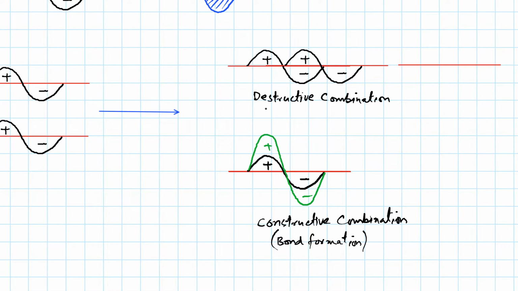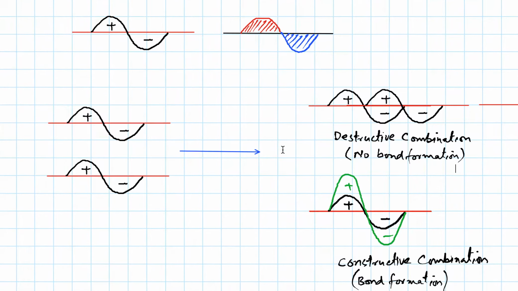And here, no bond formation will happen. So bond will be formed only when the similar phases of the waves come and combine together, and the amplitude of the resultant wave will be increased. So this is the basis that actually underlies the concept of molecular orbital formation.